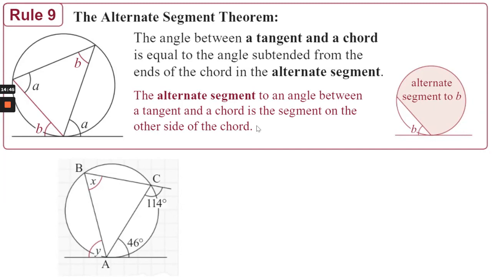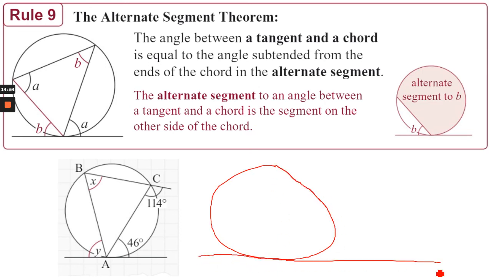Okay, the last one. The last one is easier if I explain this. So this is quite complicated. If you've got your tangent like so, and you've got a chord, this angle here, okay, let's call that B.